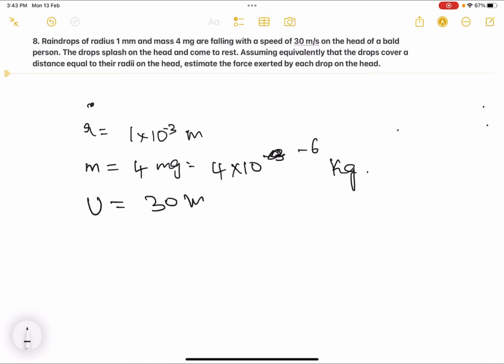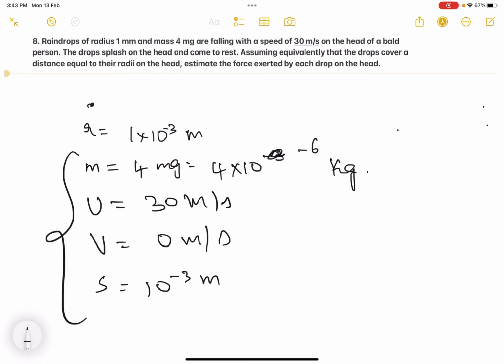Then they're falling with a speed of 30 meters per second, which means that the initial velocity is 30 meters per second on the head of a bald person. The drops splash on the head and come to rest, which means that the final velocity is 0 meters per second. Assuming equivalently that the drops cover a distance equal to the radii on the head, the distance is equal to the radius, which is 1 millimeter, basically 10 to the power minus 3 meters. So this is the data that we have.